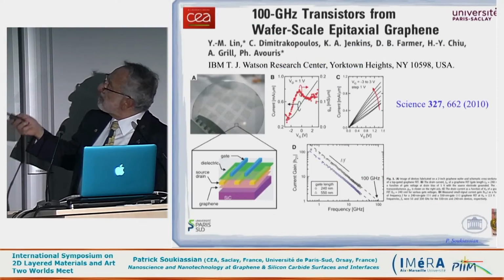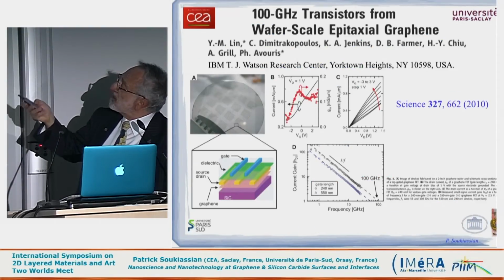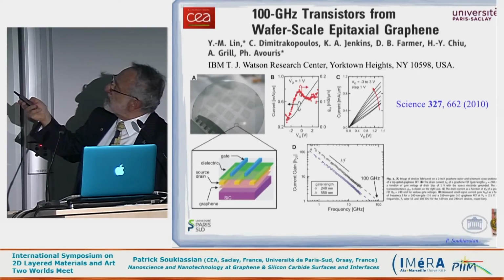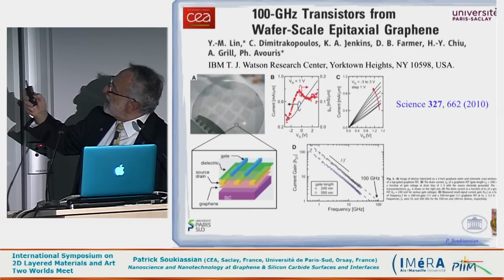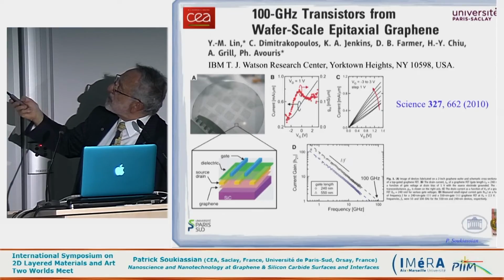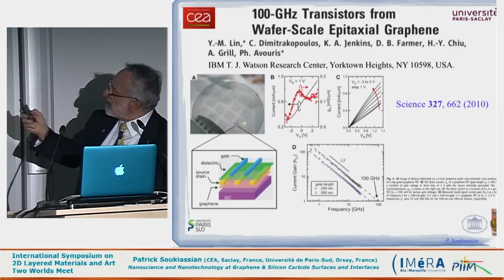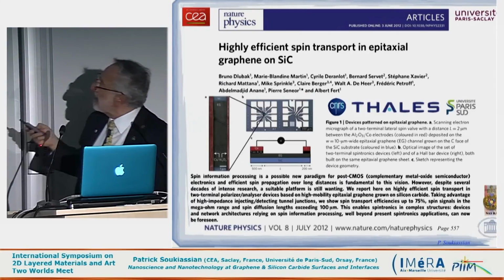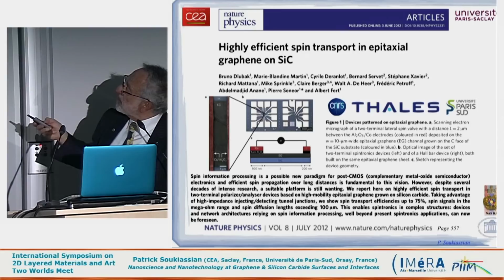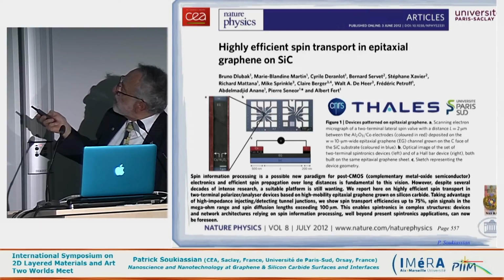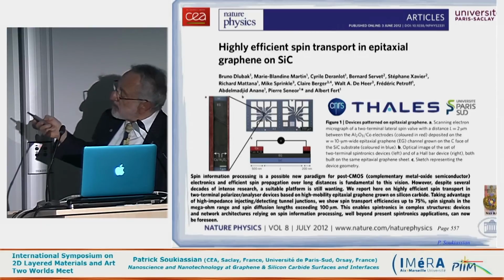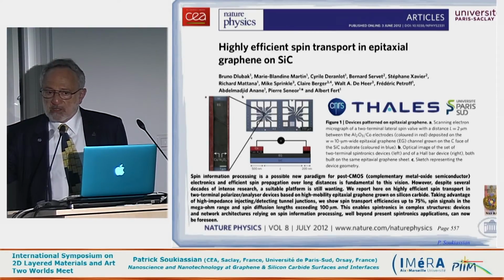Now, applications. There are many types of application. I have about 10 or 15 slides, but I will show you only 2 or 3. A 100 gigahertz transistor from wafer scale epitaxial graphene has been made by Phaedon Avouris and his group at IBM. And then we come to this. That has been done in the group of Bruno Dlubak, Marie-Blandine Martin, Pierre Seneor, and Albert Fert, Physics Nobel Prize, who showed that graphene has unsurpassed spin diffusion length. You see, it's much larger than the diffusion of the electron.